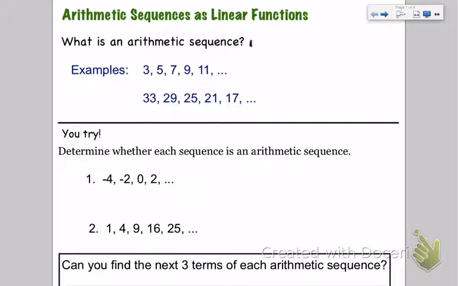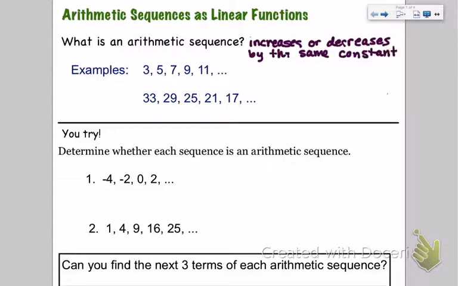An arithmetic sequence increases or decreases by the same constant. So what that means is from one number to the next, we're either adding or subtracting the same number each time. So let's check out these examples.